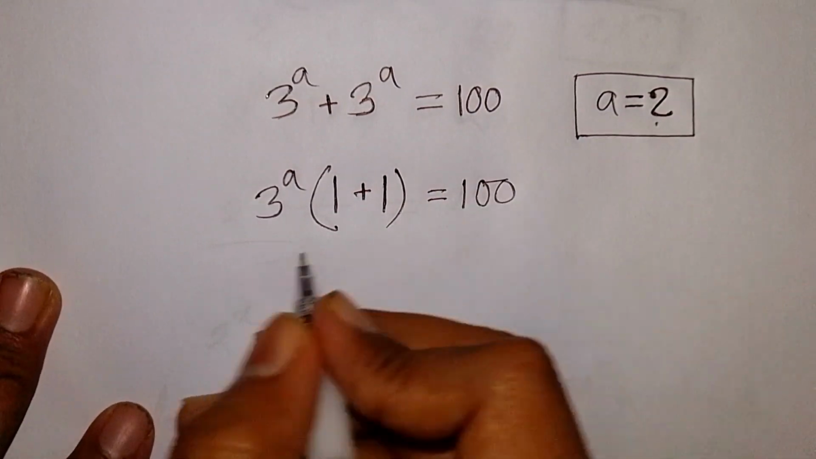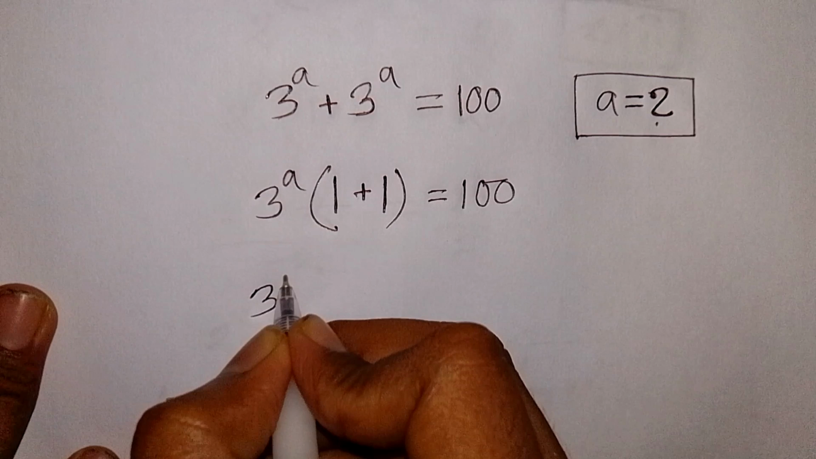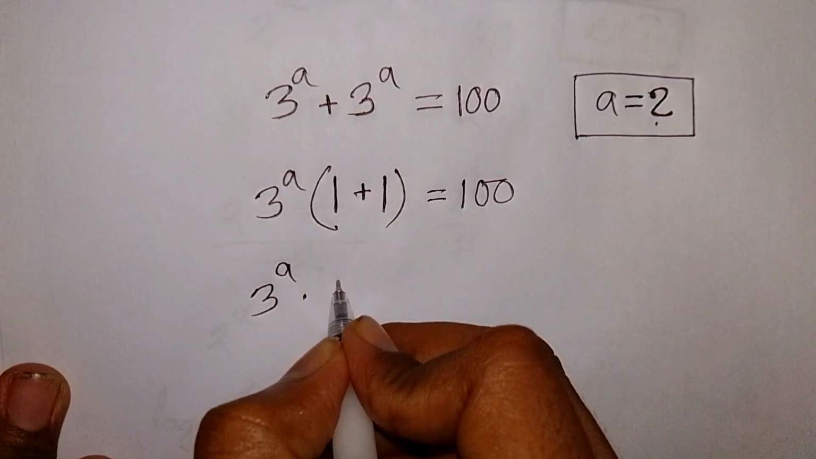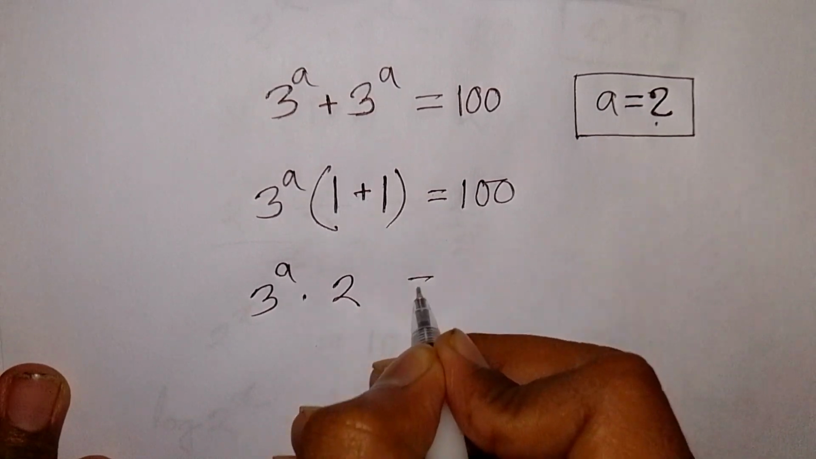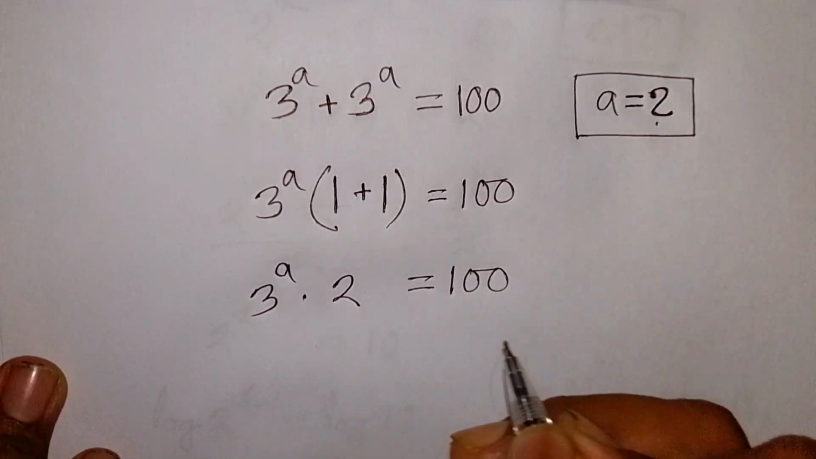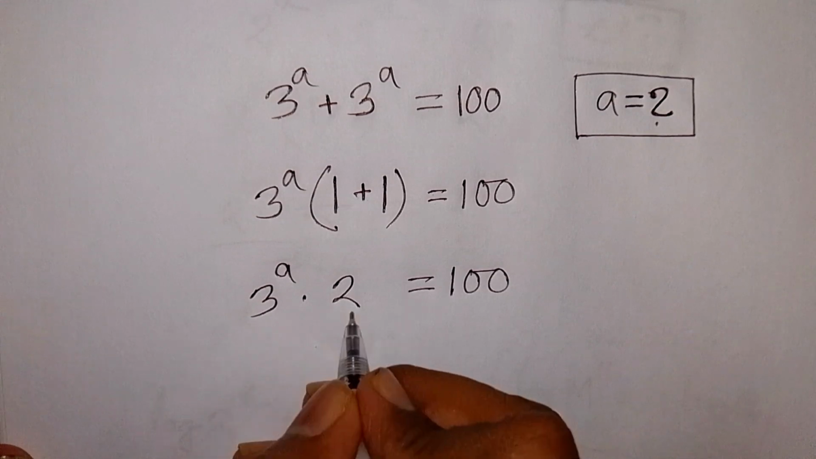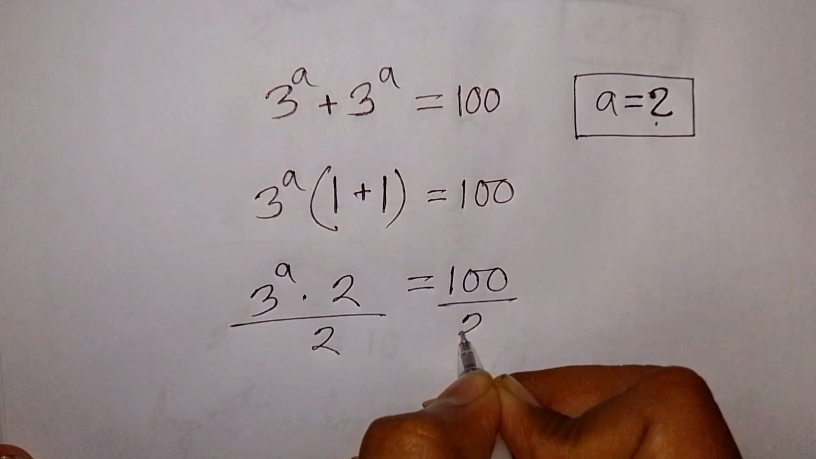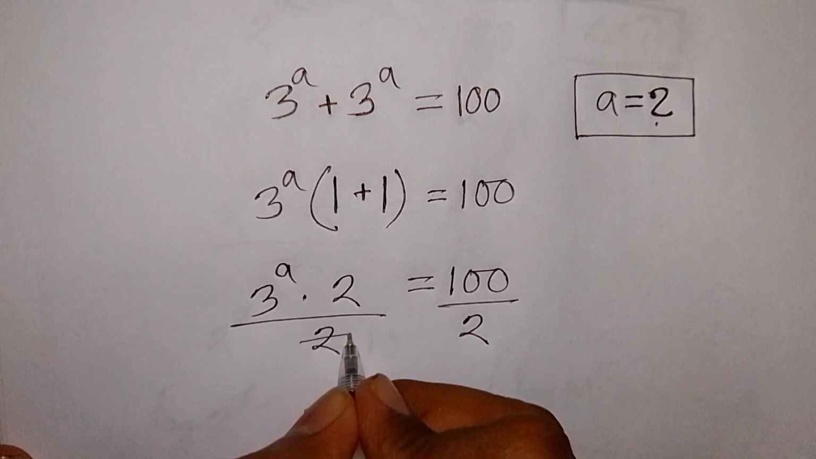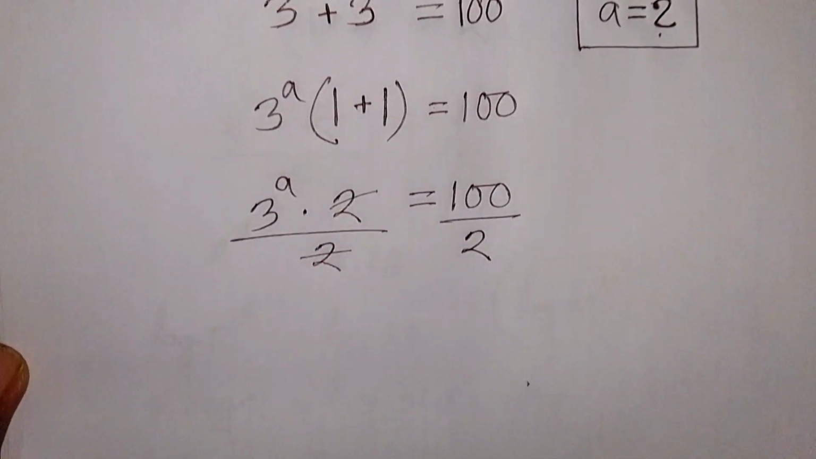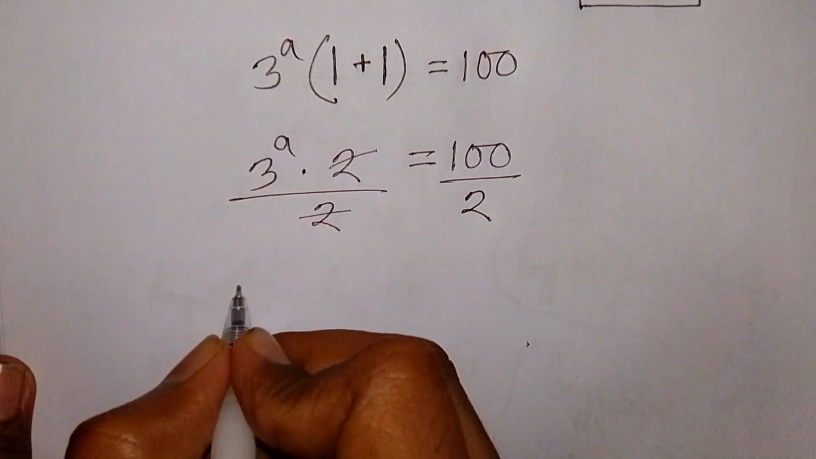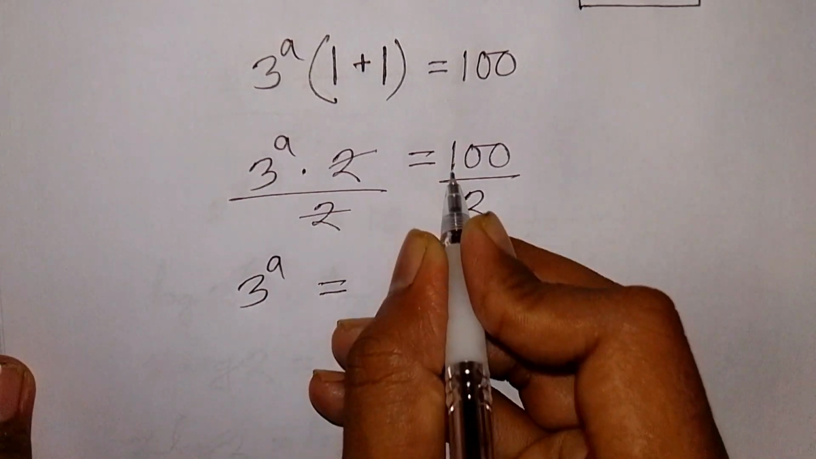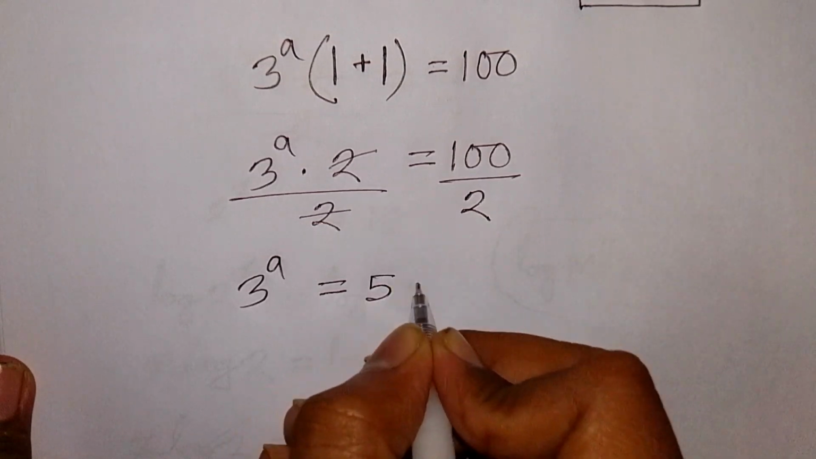100. Now we have 3 power a times 1 plus 1, that means it will be 2, then here is equal to 100. Now we divide by 2 on both sides. So divided by 2, divided by 2. We see this 2 will be cancelled. So we have 3 power a is equal to 100 divided by 2, that means it will be 50.